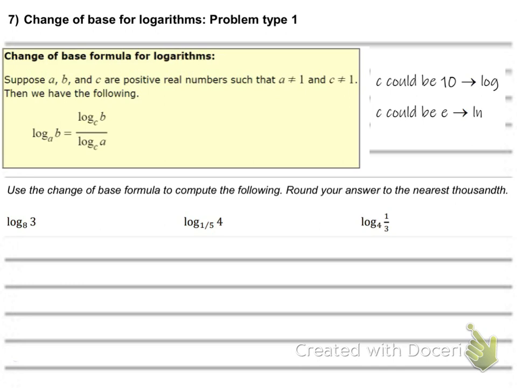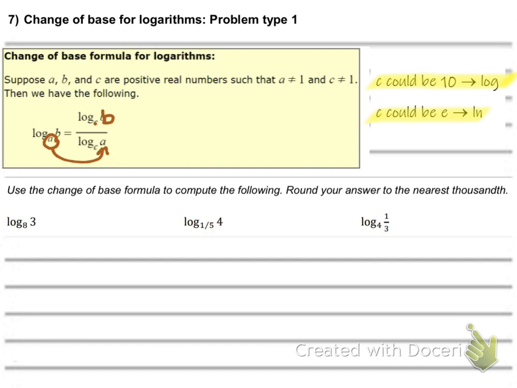So we need a way to turn the base of the logarithm into something we can work with on our calculator. The first thing I want you to notice here is we have log base a of b. So log base a is going to go on the bottom of our fraction, and the b value, whatever that is, on top. Then, to compute it, we just decide what we want c, the base in here, to be. We can either have it be a 10, so we're using the log button, or it could be an e, and we would use the natural log button.